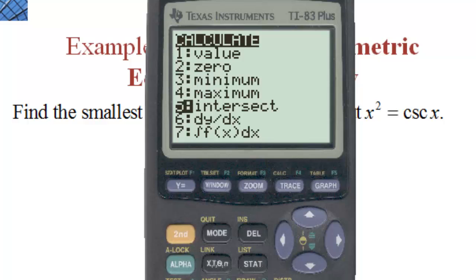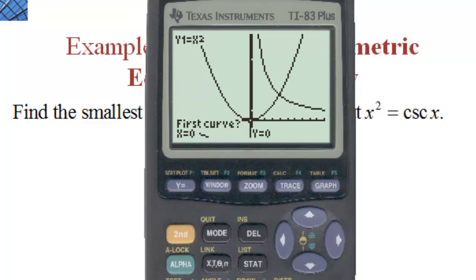So we can find our intersection. We want the first curve to be y equals x squared. And our second curve is the 1 over sine x, or the cosecant. And we can see they intersect where x is 3 and y is 14.